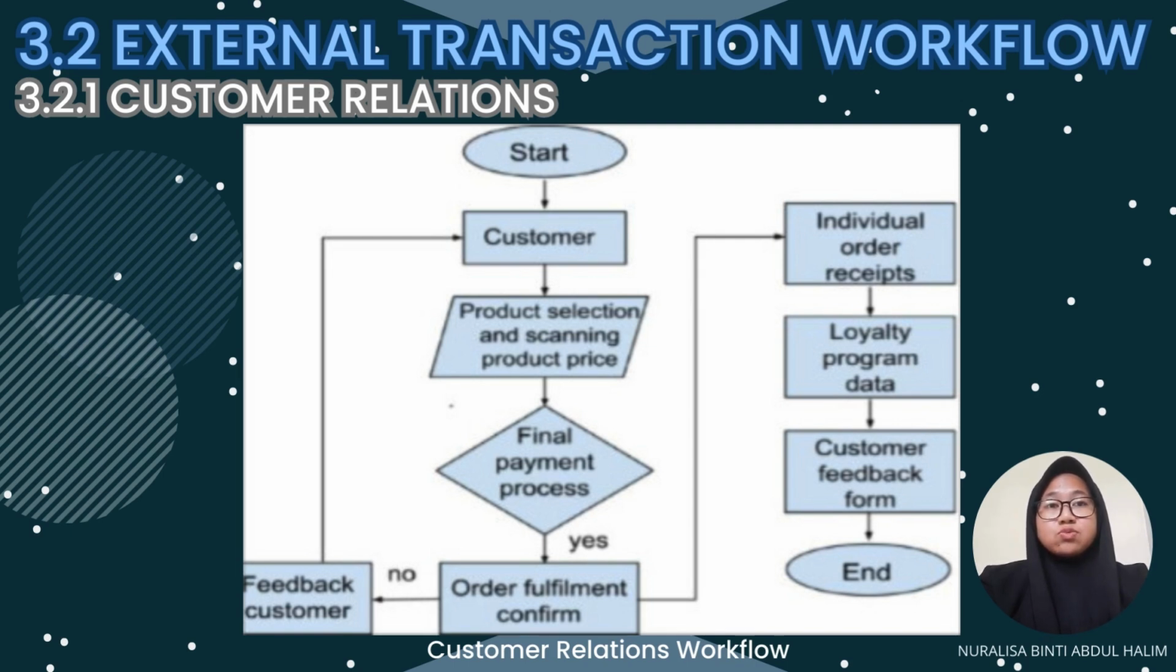So first, the process will start, and then it goes to the customer, and then the customer will do the product selection and scanning of product price. After that, the customer will do the final payment process, and if the payment is successful, so it will be yes, and the order fulfillment is confirmed. Then the customer will get the individual order receipt and loyalty program data, and after that the customer will fill in the feedback form and the process will end.